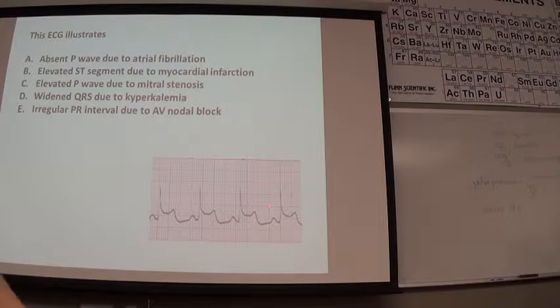All right, so in this one, what do we see that's abnormal? There you go, elevated ST. So the S is way up here, and the first part of the T is up high as well, and that's characteristic of heart attack, the damaged contractile cells.